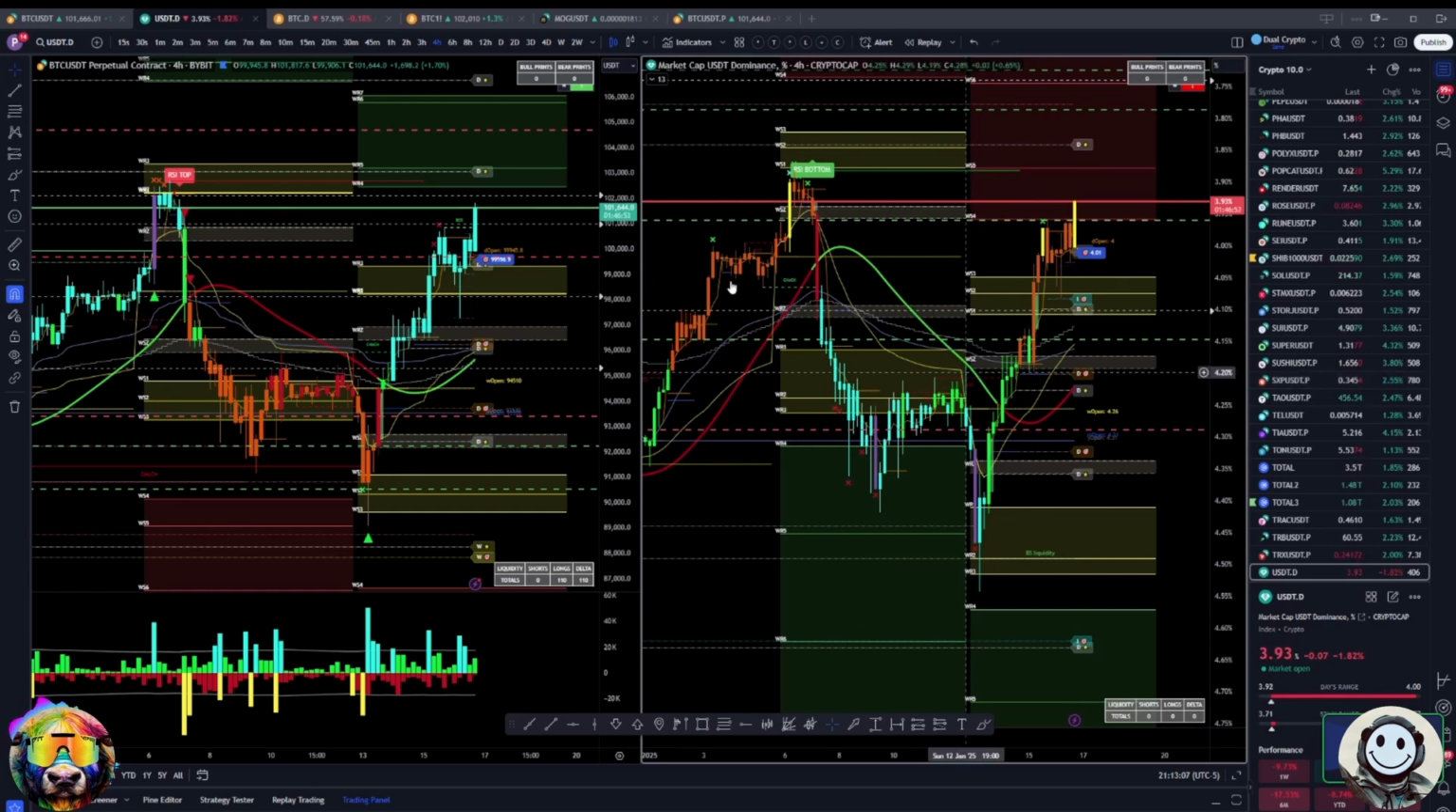Do you do any TA as far as shapes on the dominance or the market caps? Or is it strictly applying the indicators to it? I do TA. I used to do more macro stuff. I used to pull more manual fibs, and I used to do a lot of that stuff. And honestly, this stuff works so well for me, I don't really need to do it. I'll still pull macro levels and look at more dailies and 3-day charts and weeklies and whatnot.